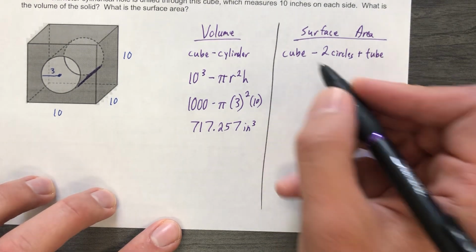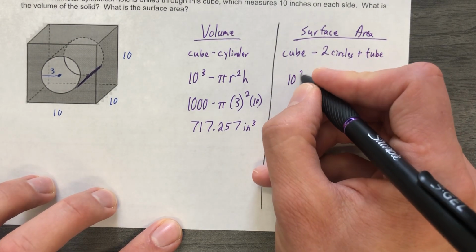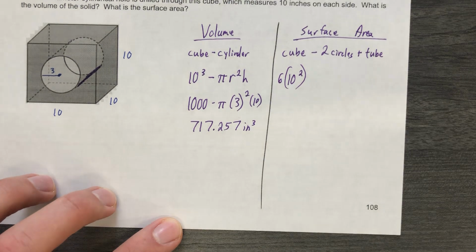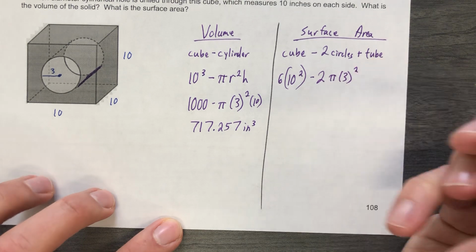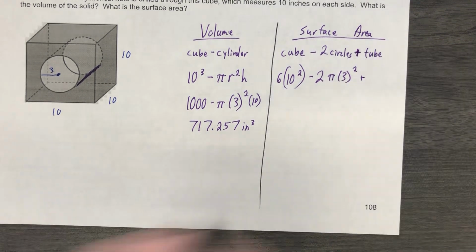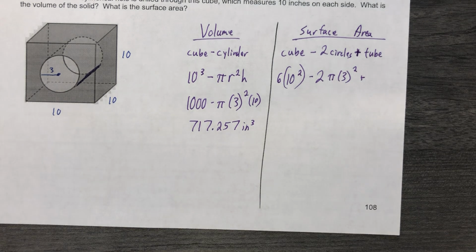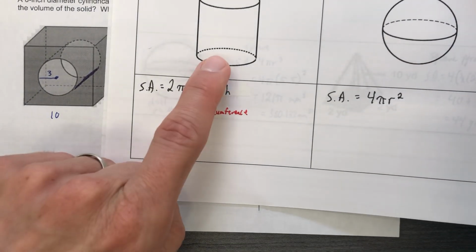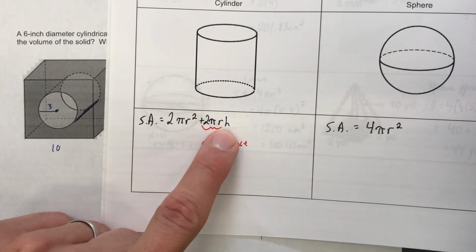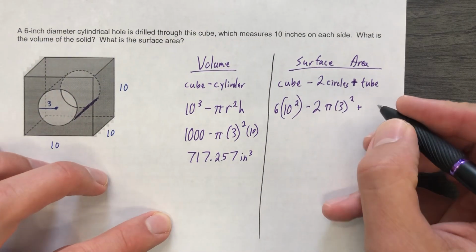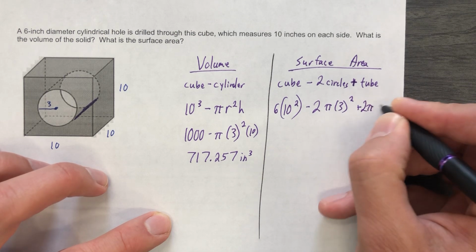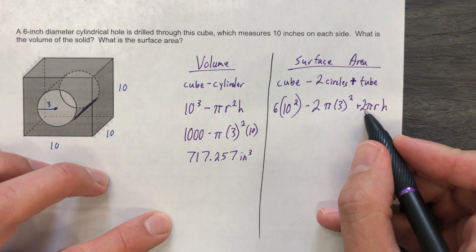We'll get there. Okay, surface area of a cube in this case is 10 squared. There are 6 squares. However, I'm missing 2 circles. That'd be pi times the radius squared. And I also have to add the little tube part. Now, if we go way back to surface area, the surface area of a cylinder is 2 pi r squared. That's the circle on the top and the bottom. And then plus 2 pi r times h, and that's the stuff around the edges. That's the lateral wrapping. And that's what we're dealing with. So plus 2 pi r h.